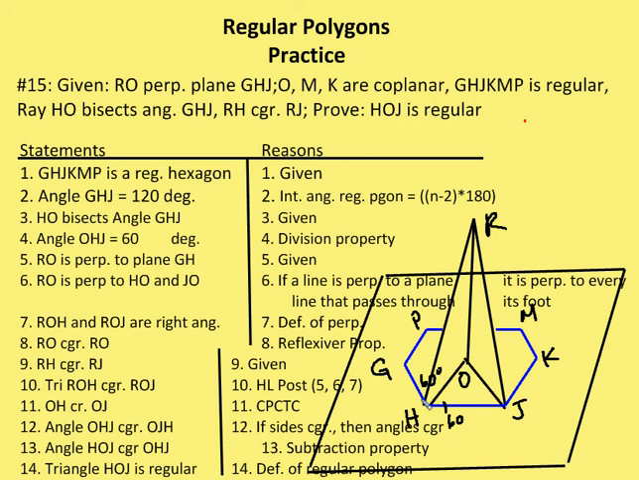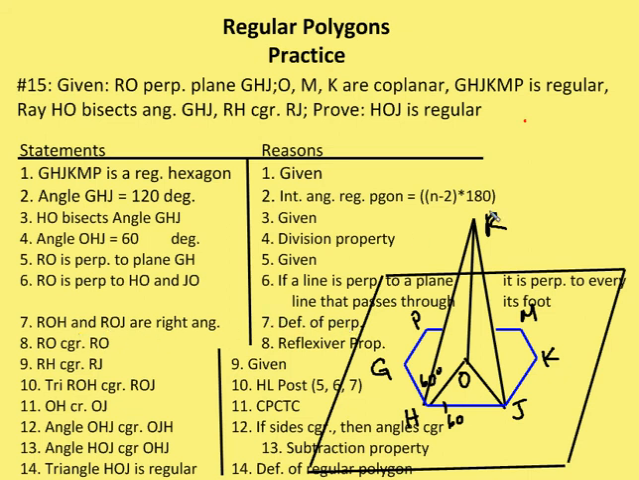Because OH bisects GHJ. Then I'm going to say that RO is perpendicular to plane GHM, and that was given. So RO is perpendicular to HO and JO. And so we remember that if a line is perpendicular to a plane, it is perpendicular to every line that passes through the foot. So I know that RO is perpendicular to HO and JO. That means that ROH and ROJ are right angles. That's a definition of perpendicular lines.